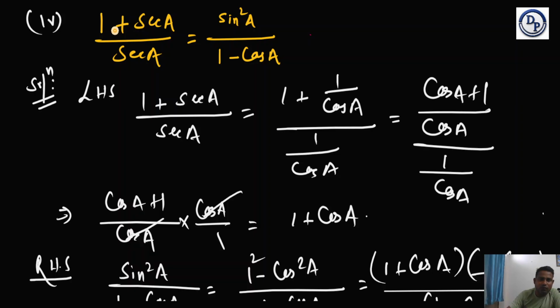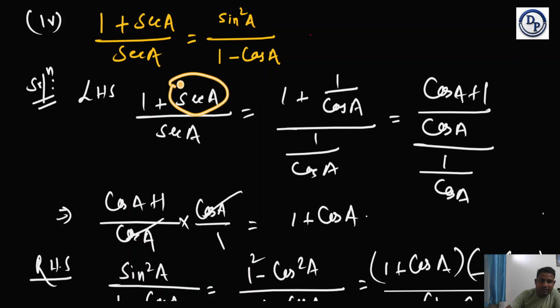Now you can see this is (1 plus sec a) divided by sec a, and we have to prove it as sin square a divided by 1 minus cos a. Okay, we have to prove it. Now stop for a while and think about what we can do there. Directly we can utilize identities, but one identity can be utilized, that is sec theta.